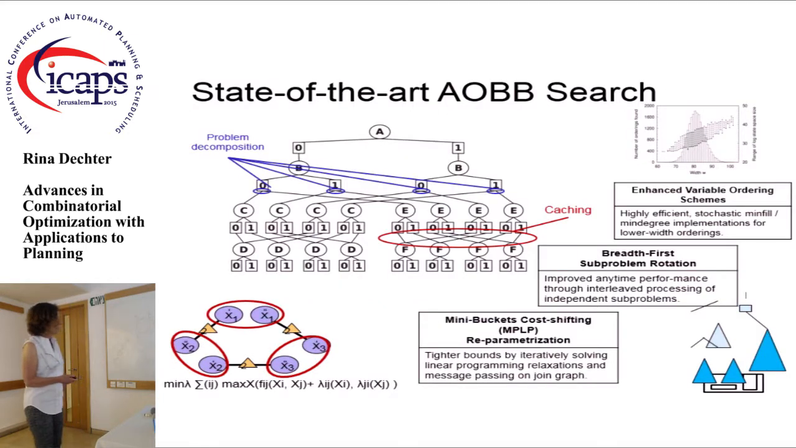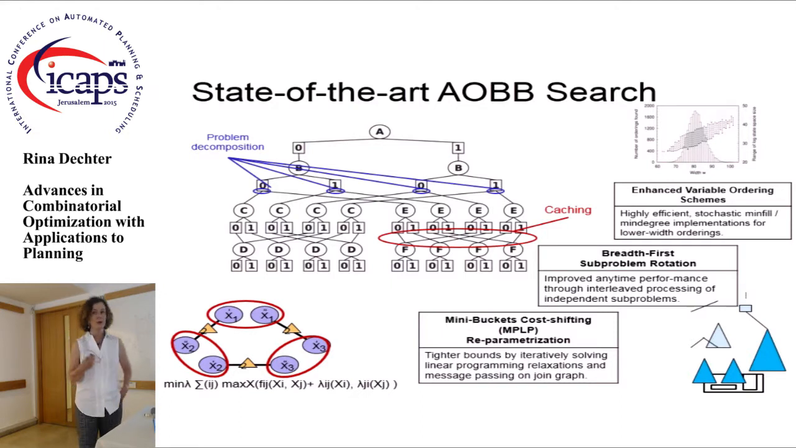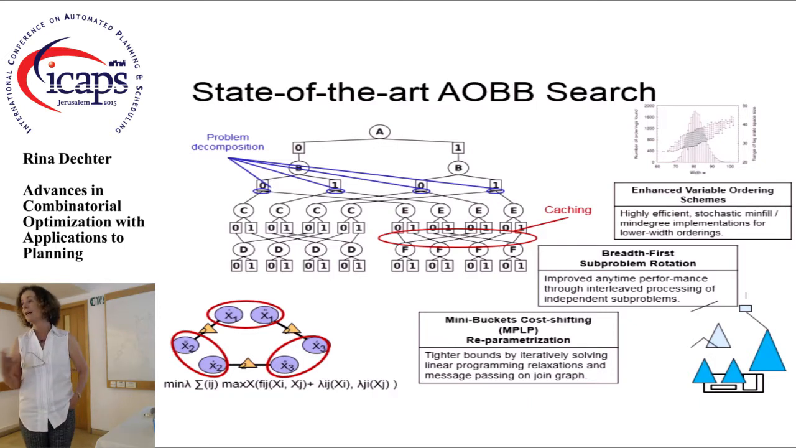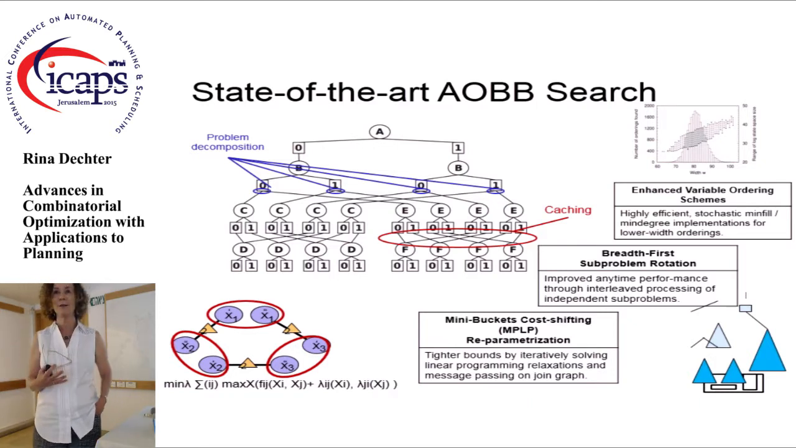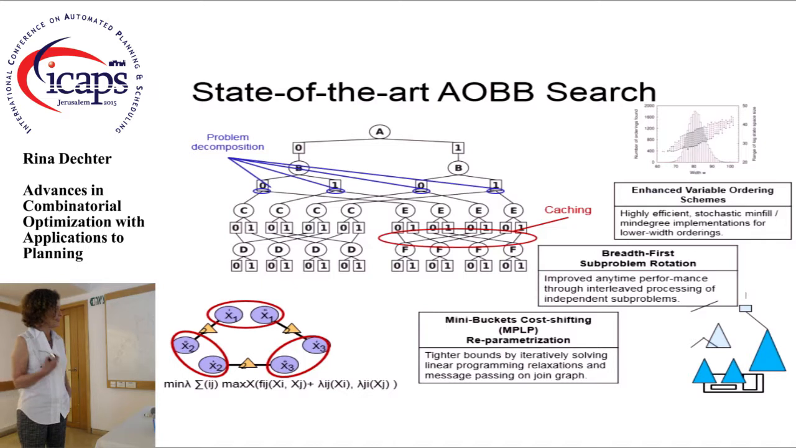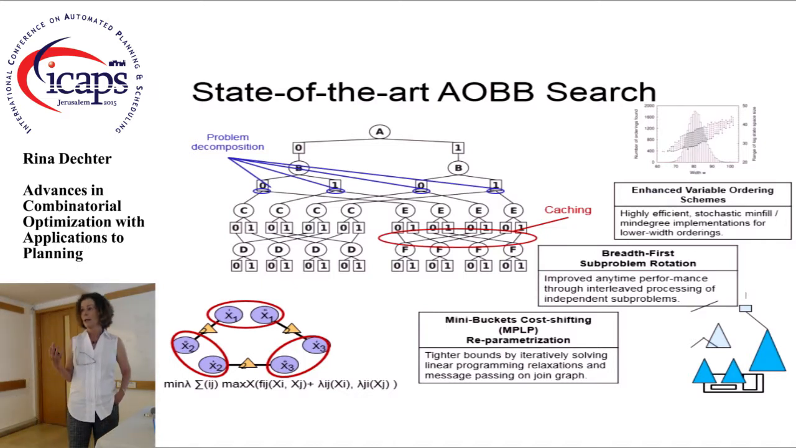So just a glimpse, this is just a summary of the various things. We have decomposition, we have caching. We worked a lot on ordering. I mentioned it in passing, ordering is important. I didn't say what do you do about it, and it's well known in the community. There are several greedy algorithms that work well, like min-fill. But we decided that it's time to really invest in this issue.